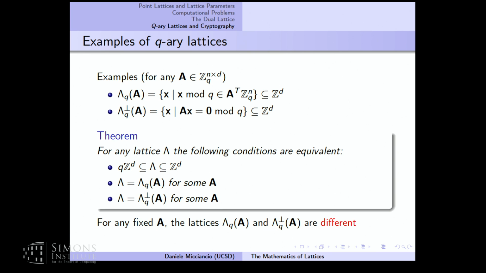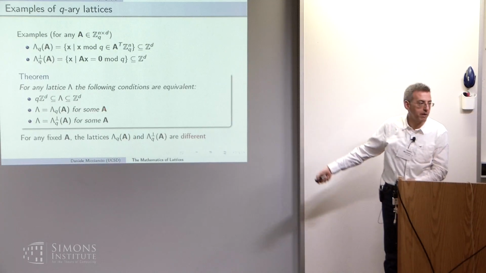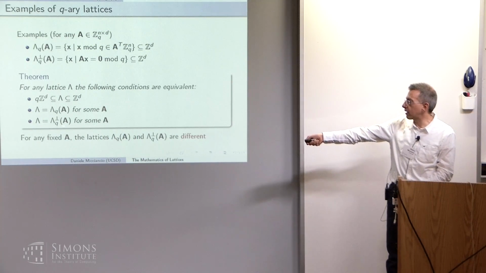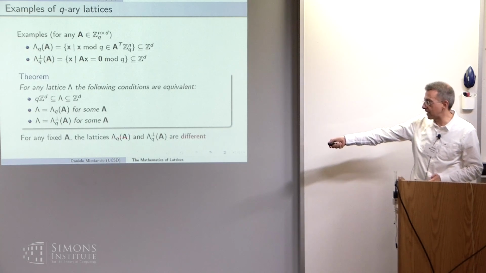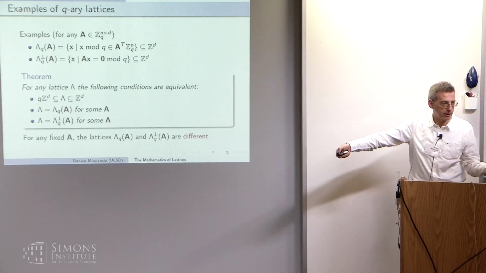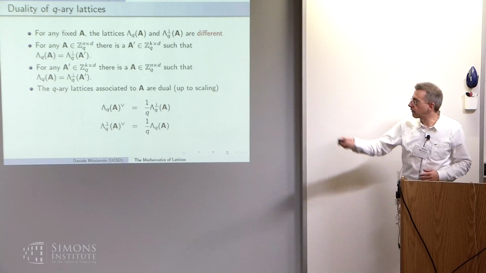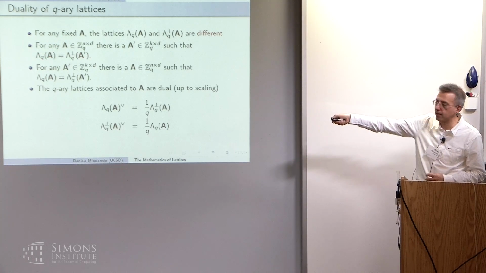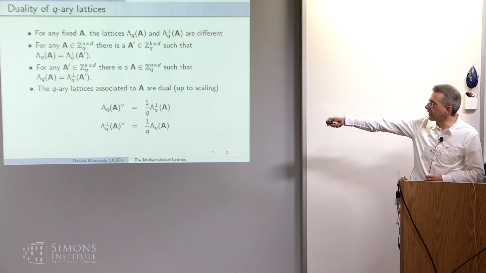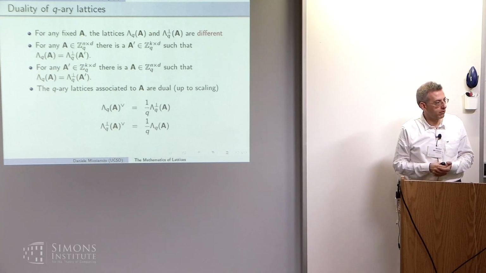A lattice lambda is QRE. It is a subset of Z^d that contains Q times Z^d. So it repeats periodically when you add multiples of Q. It can be represented as the image of some matrix A modulo Q, or it can be represented as the kernel of some other matrix modulo Q. Notice for a fixed matrix A, these are different lattices. One is the image, the other one is the kernel, but they are equivalent. In other words, given an A, you can find an A prime such that the image of A is equal to the kernel of A prime, and similarly, given A prime, you can compute a corresponding A.